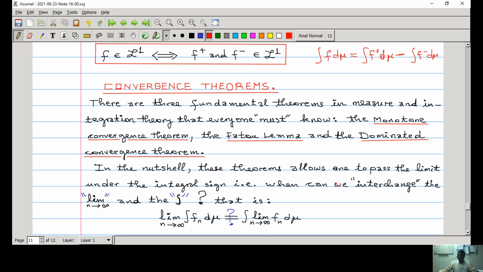Okay, the last part I need to cover before we part is the convergence theorem.